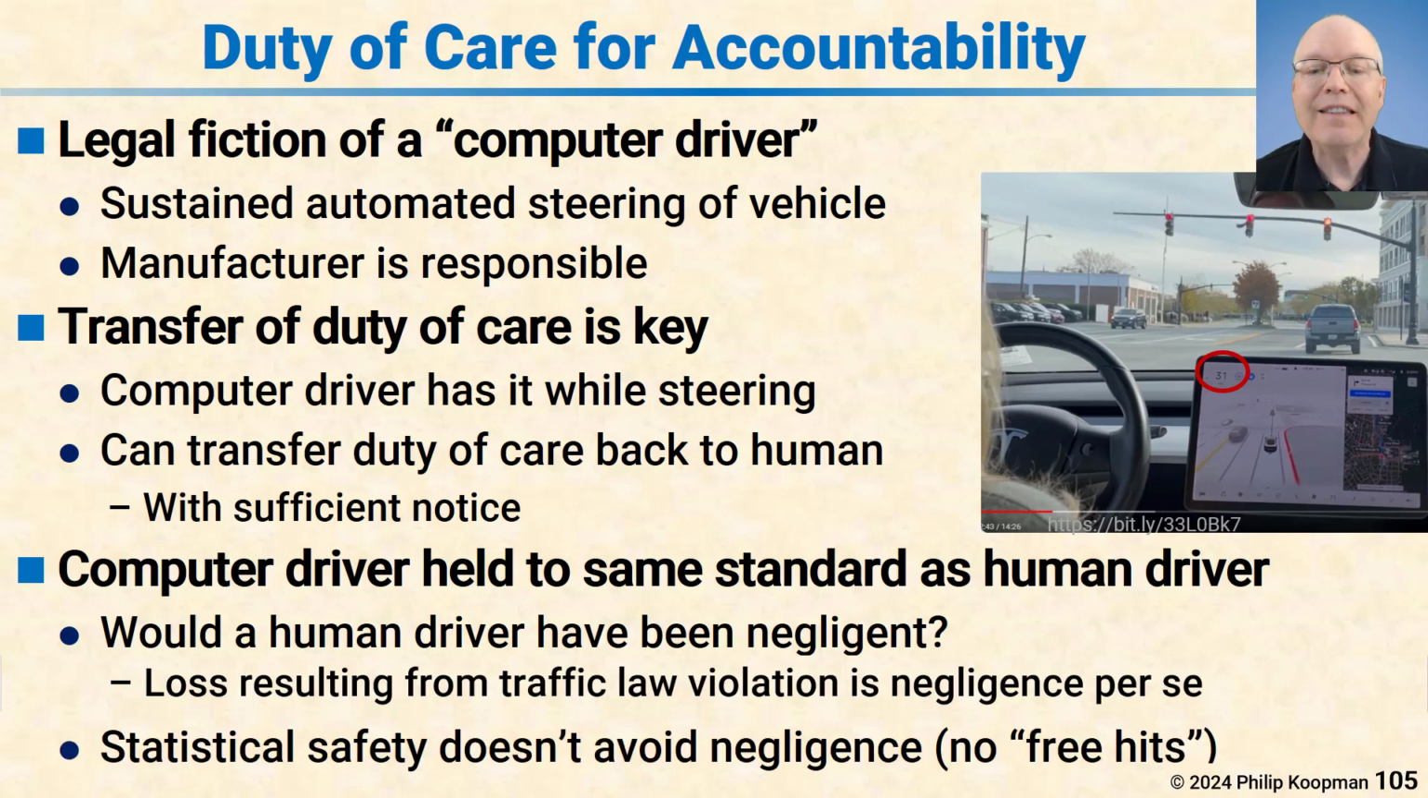Statistical safety does not avoid negligence. This is a really important point. If you say, well, we have half as many crashes as a human driver, that's great, but it doesn't give you a free hit. Just as a human driver, if a human driver drove 1,000,000 miles and never had a crash, and then they drive through a red light and have a crash, that's not a way to get out of negligence. They're still negligent.